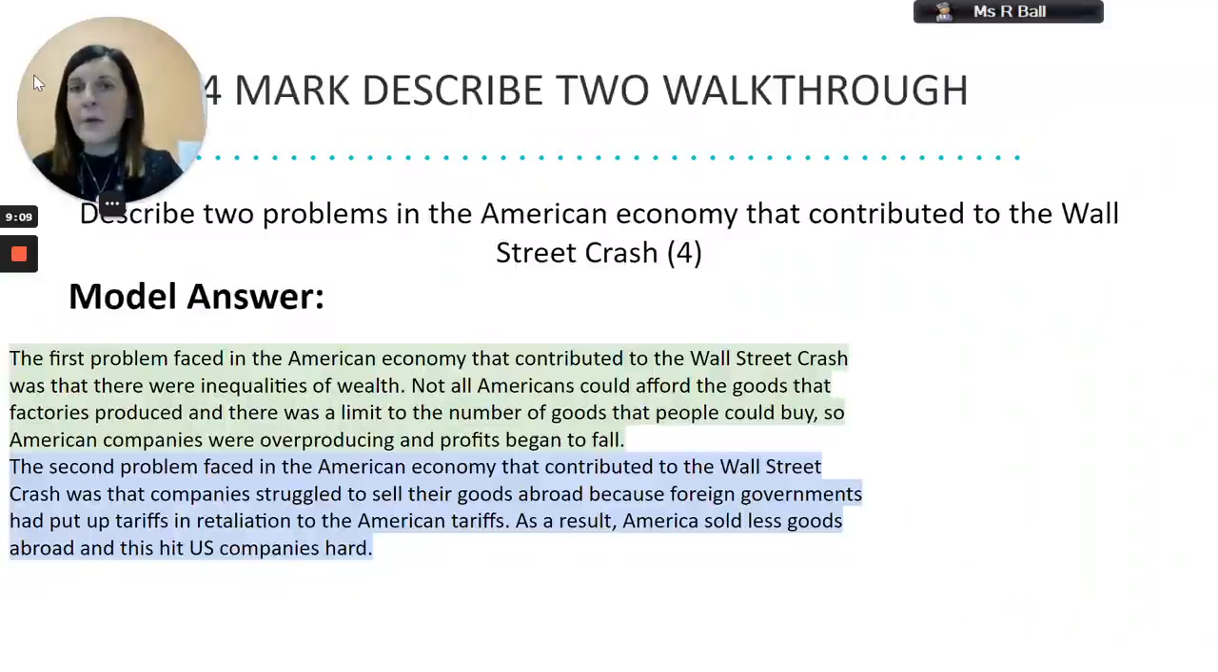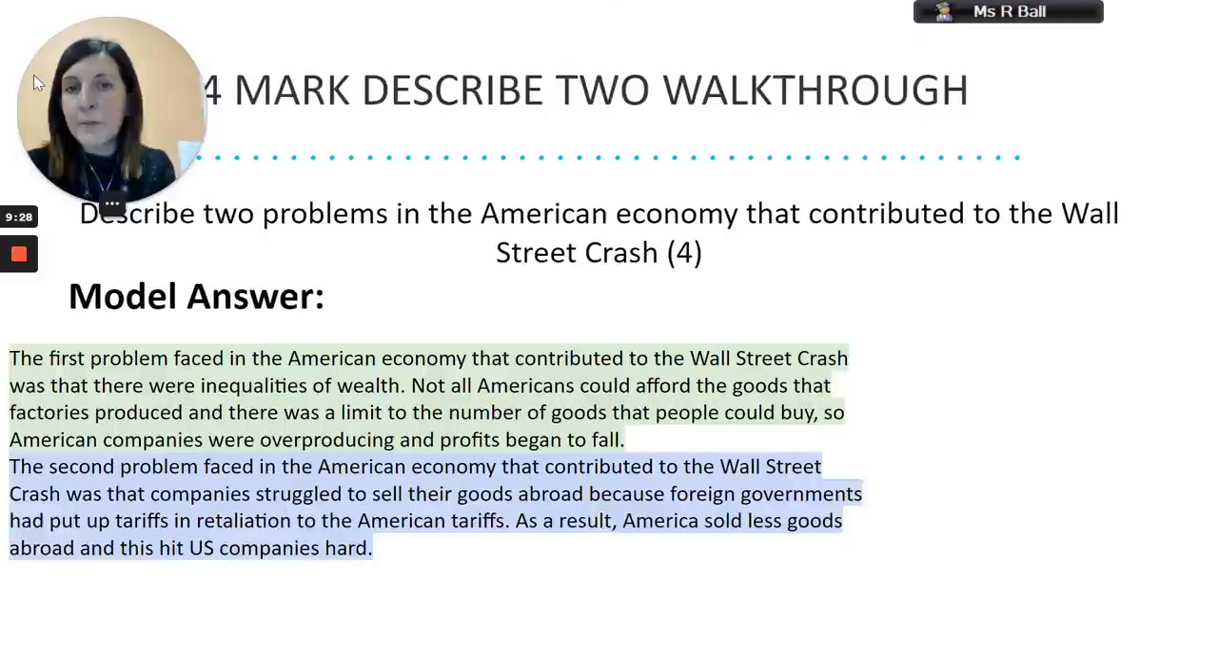So for example, the first problem was that there were inequalities of wealth. Not all Americans could afford the goods that factories produced, and there was a limit to the number of goods that people could buy. So therefore, American companies were overproducing and therefore profits began to fall.